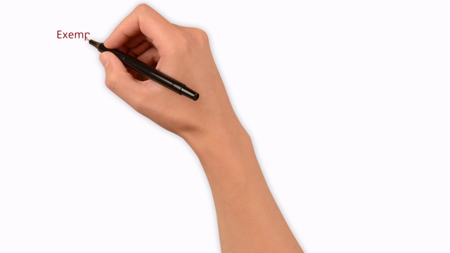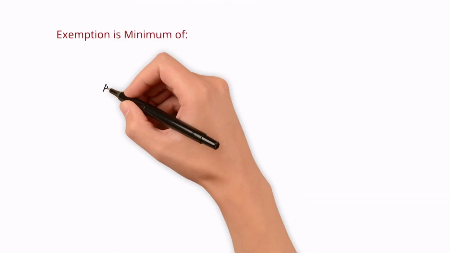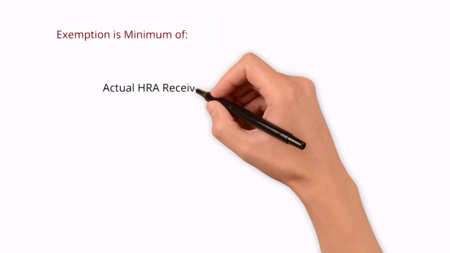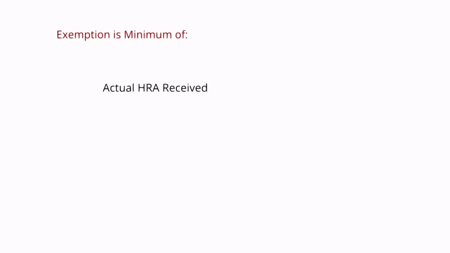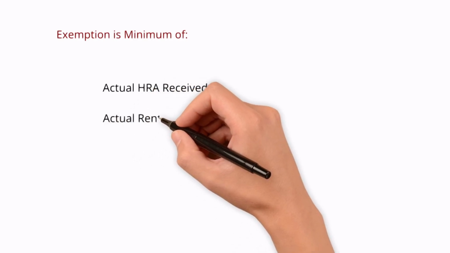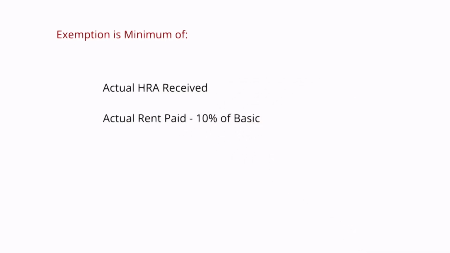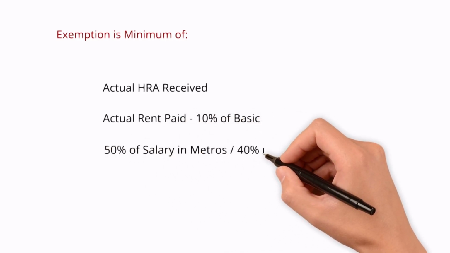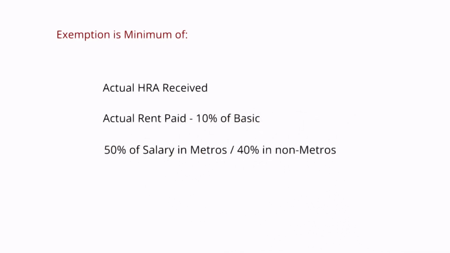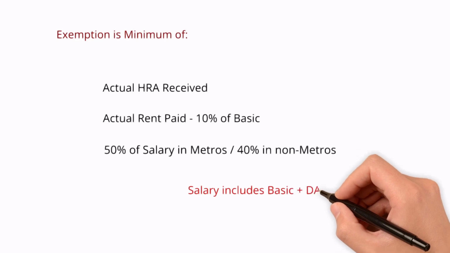Once these two conditions are met, the exemption is calculated as the minimum of: first, actual HRA received as per your payslip; second, actual rent paid to landlord or to the parents minus 10% of the basic salary; and third, 50% of the salary in metros and 40% in non-metros. Here, salary includes basic and DA.